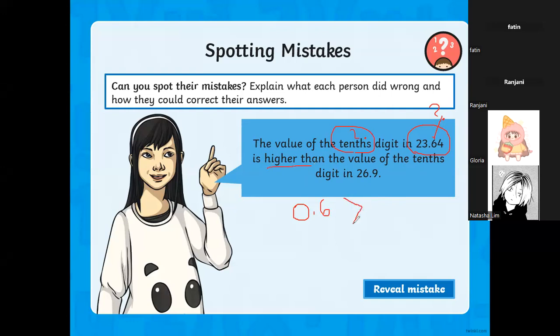All right. Is higher. Higher means more lah. Correct or not? You remember you learned this symbol? Then the value of the tens in this. Now tell me in chat, which digit are we talking about? Is it 2, 6, or 9? Which is the tens in this number?